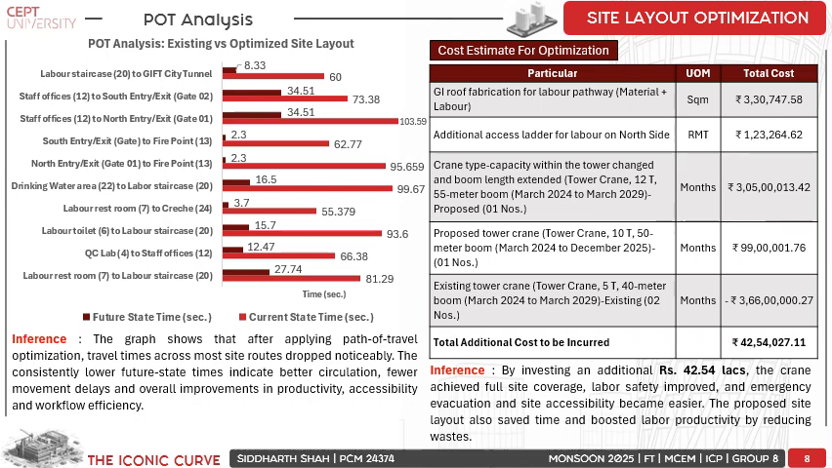And finally, coming on to the cost estimate for optimization. To negate the delta, which was the falling material hazard, we have provided GI roof fabrication for labor pathway, and as we had provided the additional access ladder for labor on the north side, we have calculated the cost which would be needed to install the ladder on the north side.